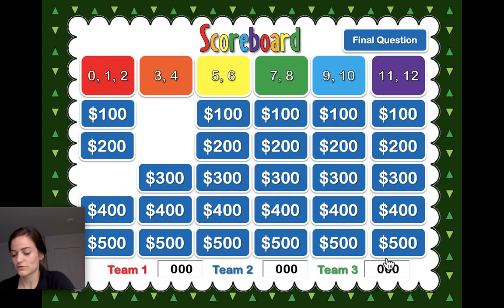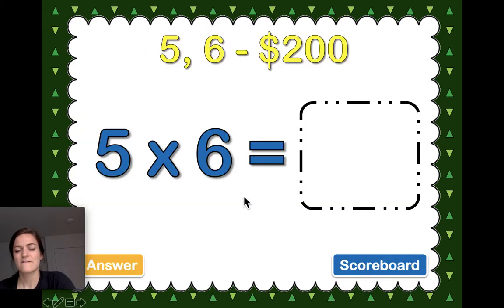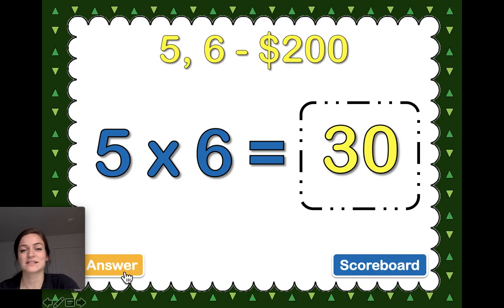All right, let's do 5's and 6's for 200. 5 times 6, okay? Go ahead and find your answer. Push pause, find your answer, and then click play to find out if you got it right. 5 times 6 equals 30. So we can count by our 5's 6 times. 5, 10, 15, 20, 25, 30. We can count by our 6's 5 times, but counting by our 6's we don't really memorize like that. So I think it's easier to count by your 5's. If you got that one right, go ahead and give yourself $200.